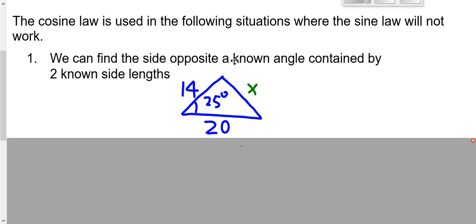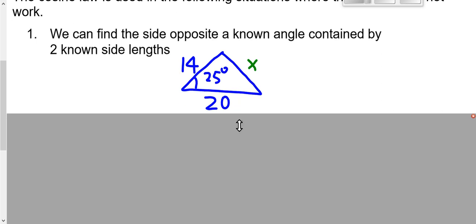Remember, for the sine law, you need to know two pairs of length and angle: an angle and a length, an angle and a length. Do we know any of these angles? Nope. So definitely we cannot use the sine law, but if you use the cosine law, you can still find something.